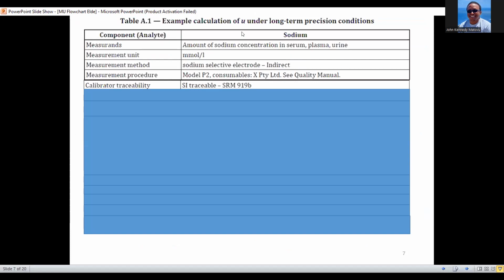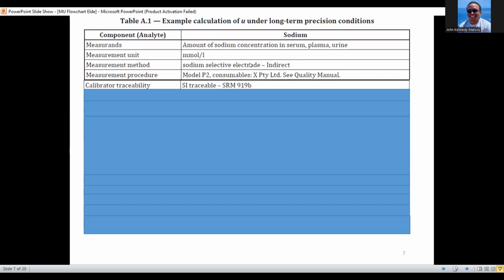Last, I want to make sure that you understand. I'm showing you an example of calculating precision conditions. All right, so here's the measurand. I'm using the sodium that was used by Beatrice earlier. We have the unit in millimoles per liter. By the way, when you say define your measurand, it needs 3 distinct pieces of information. You need to know your analyte, what the sample is, either serum, plasma, or urine, and then you need to know your measurand, which is sodium, and then the units. It has to have the units, millimoles per liter.